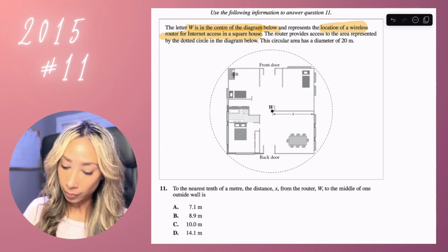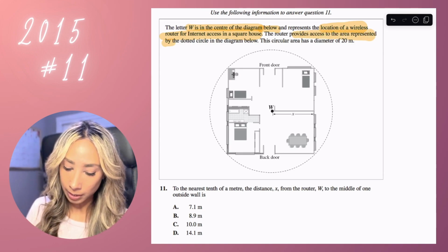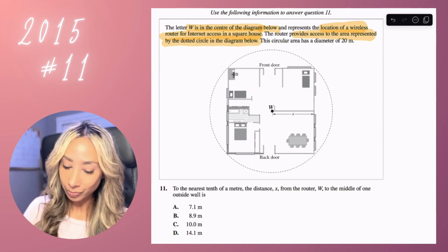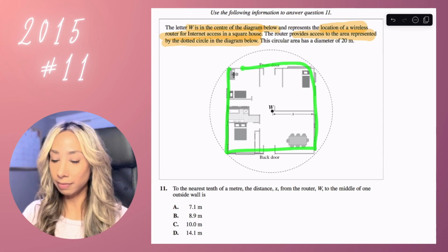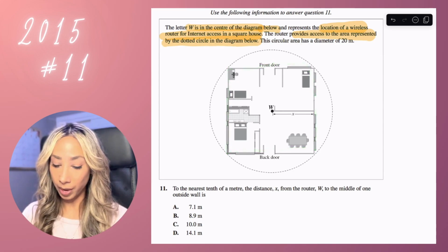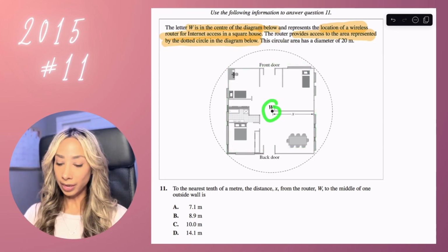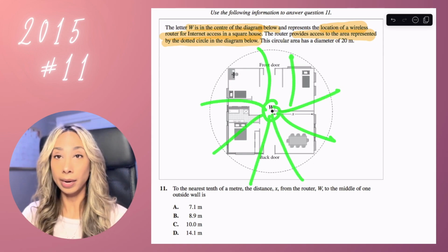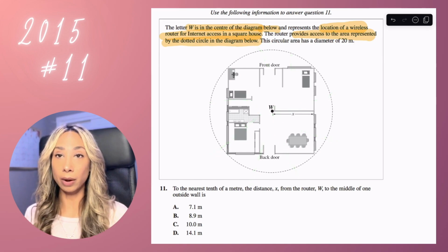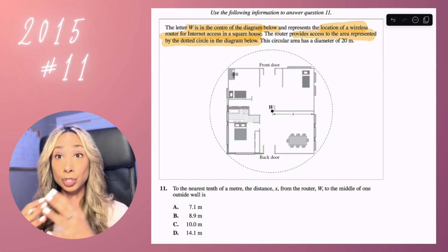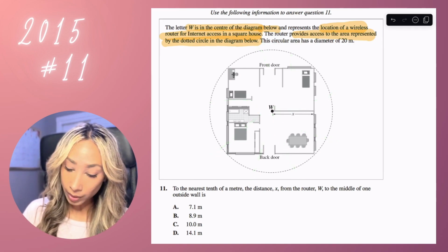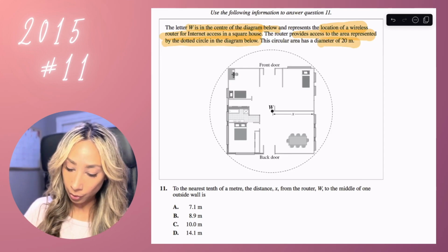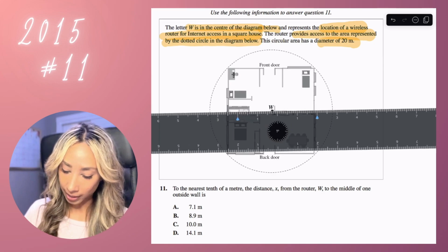We know that the router provides access to the area represented by the dotted circle in the diagram below. So what we're saying is here's the apartment complex, whatever you have it as, here's the internet, but here's where the Wi-Fi can travel. Okay, so we can go outside the house, which we know, right? If we're outside our homes, we can still probably connect to our internet within a certain distance. We know that the circular area has a diameter of 20. So that's important, and you know what I'm going to do by now. I'm going to go ahead and draw that in just so I don't forget.